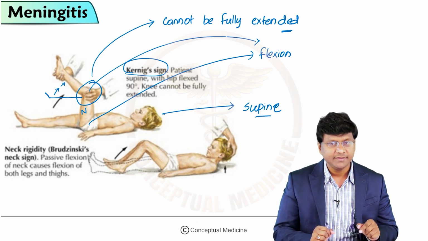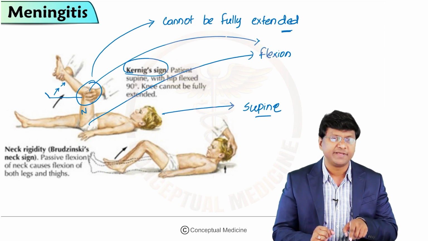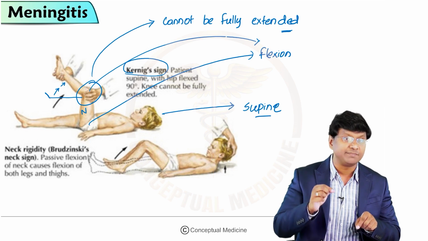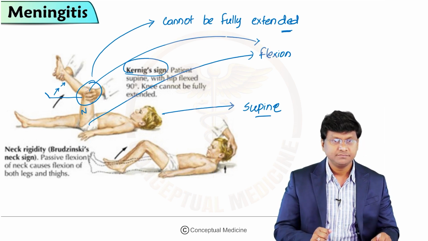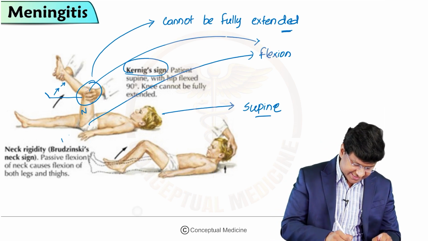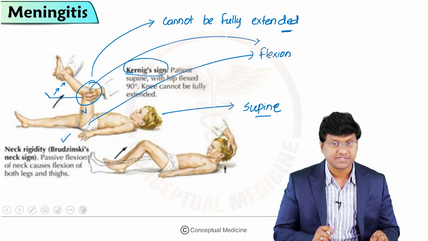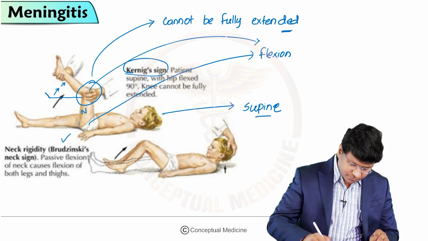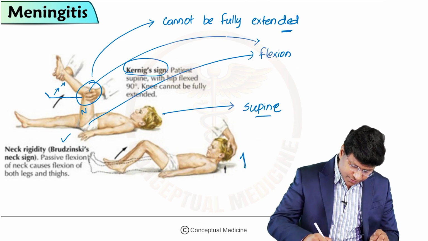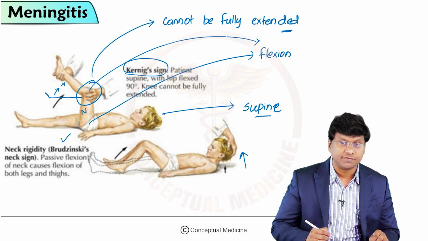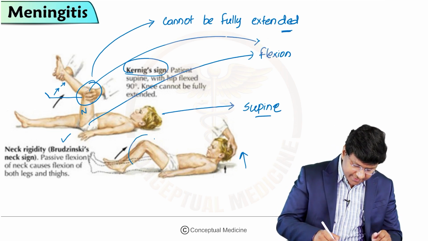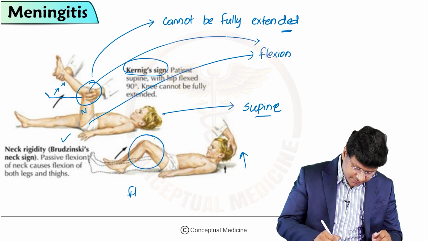So that is the reason why. And here it is inflamed meninges, so the individual will not allow you to do a complete extension of the knee. And then we have Brudzinski's neck sign. Almost the concept is the same. In Brudzinski's neck sign also, whenever you try to do the passive flexion of the neck, automatically there will be flexion of the knees.